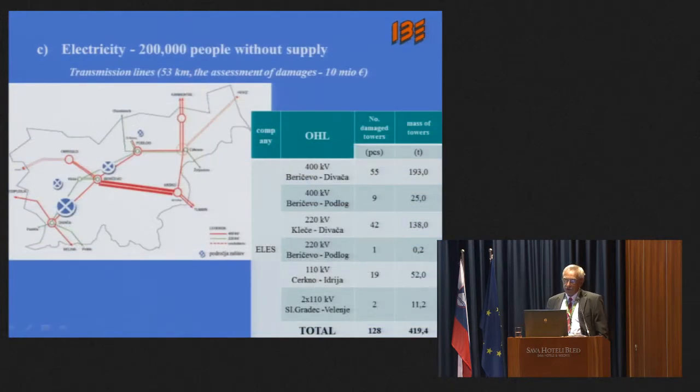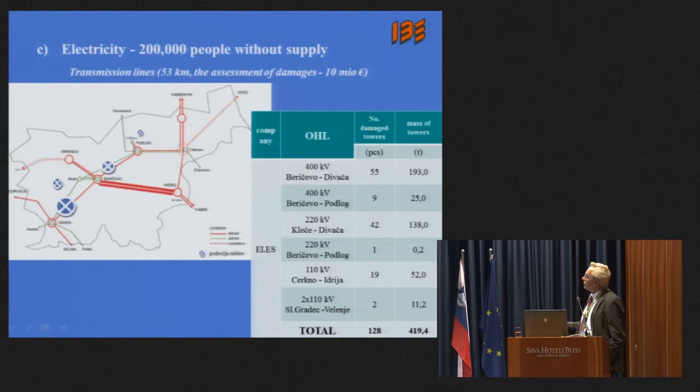And especially, what is my point, the electricity. Here you can see the transmission network of high voltage lines, 400 kV and 220 kV, and the locations where the damages came out.